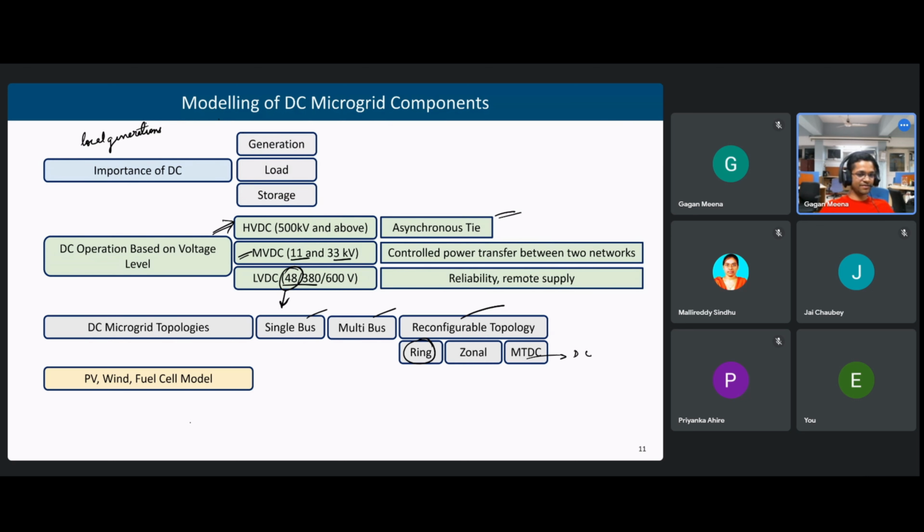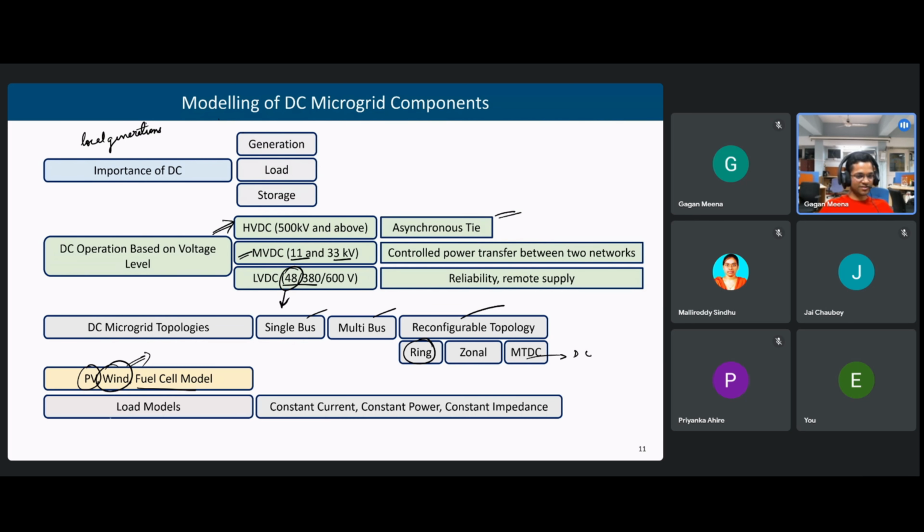Then we discussed the modeling of PV, wind, and fuel cell. PV and wind we have already seen in week 2 modeling. The model is the same, so we will not discuss it again. Then in fuel cell we discussed the equivalent circuit of the fuel cell. Then we also discussed different types of load models: constant current, constant power, and constant impedance.